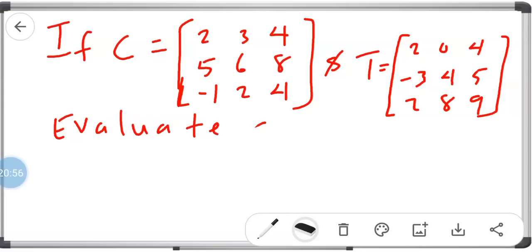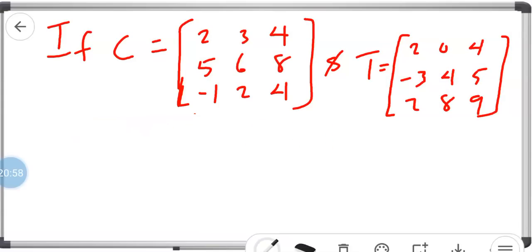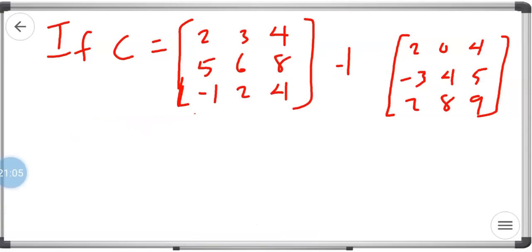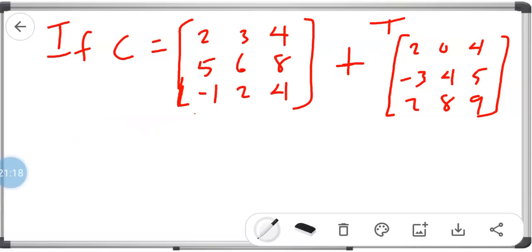So let me rub here. We want to evaluate, and let me put an addition sign there. So we want to add them together now. So this is C and this is T. So let's see what we'll be doing next.